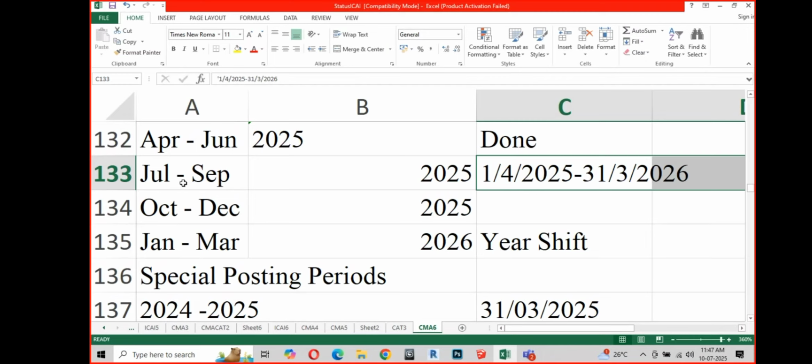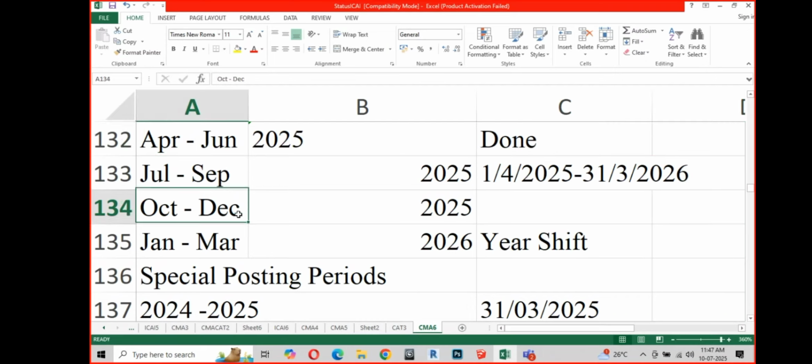Even if I had not broken this up, April to December, you are still in the same year, 2025. But from January 1st, 2025 becomes 2026. So your year has advanced from 2025 to 2026. This is your year shift.